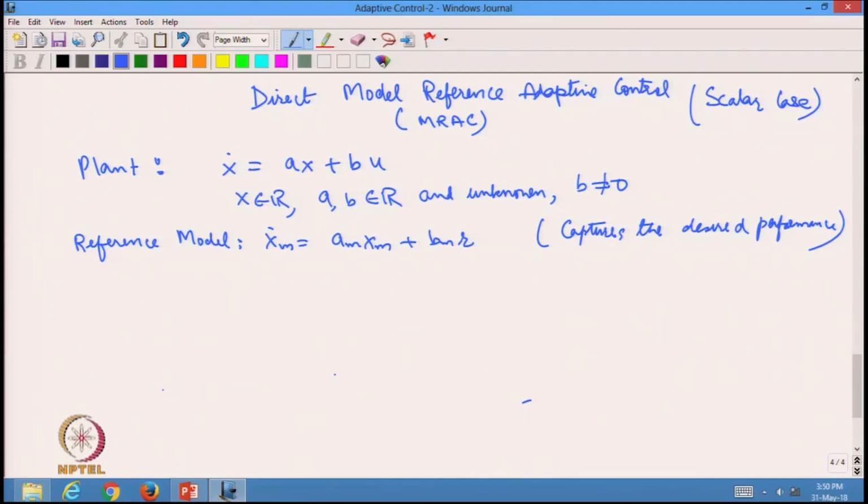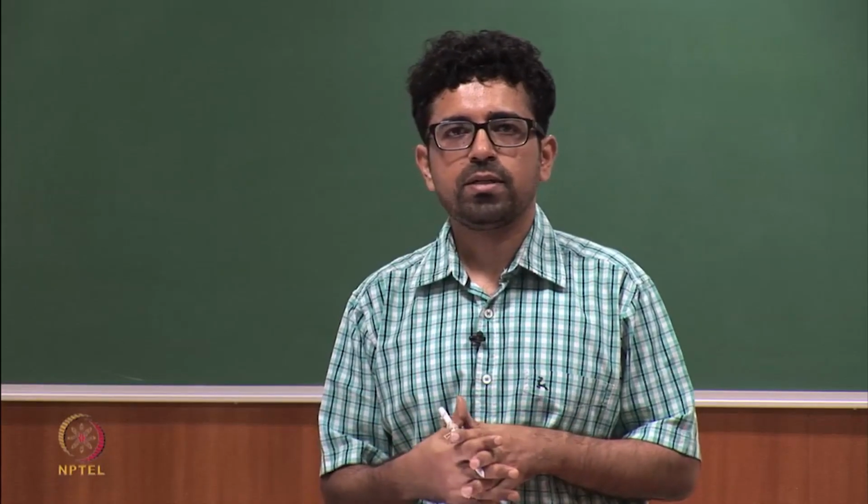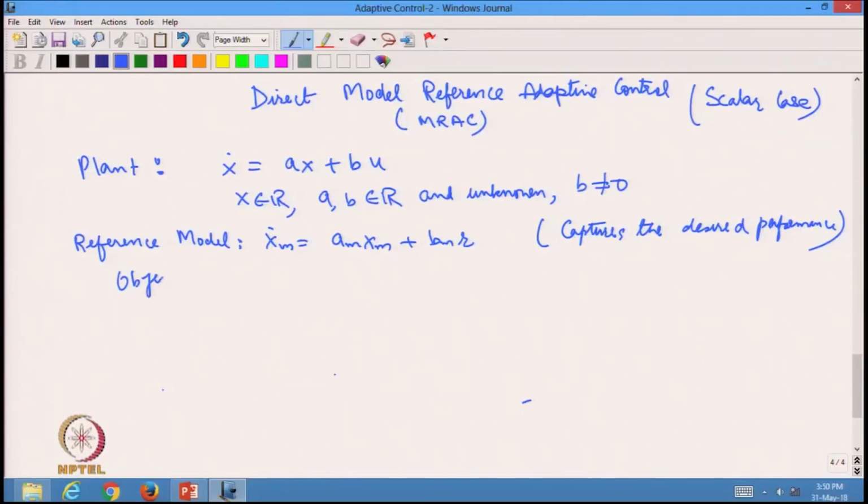And the objective is for the plant, in the MRAC case, model reference adaptive control, the objective is always for the plant to track the reference model, which mathematically just means that x of t tracks xm of t.